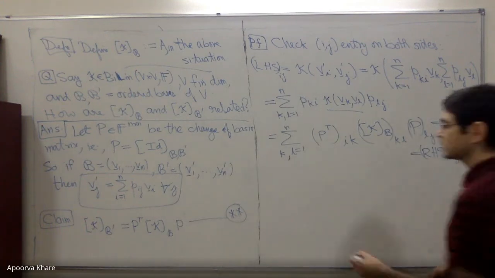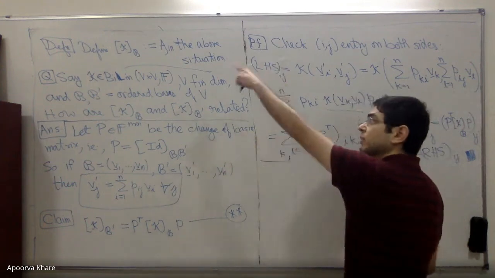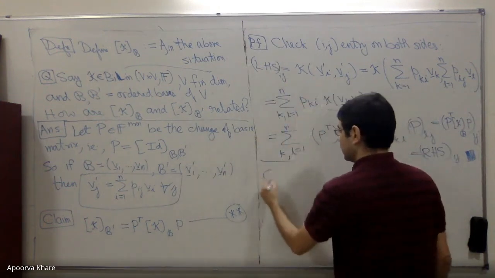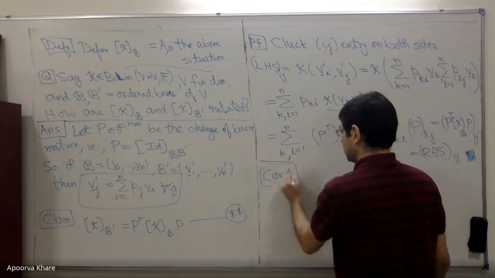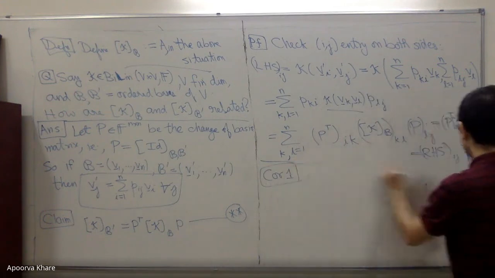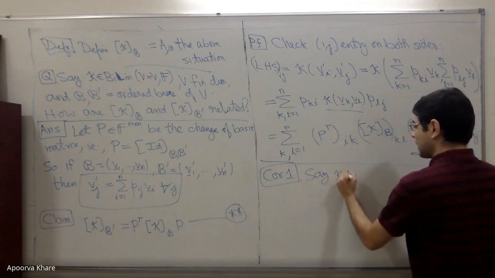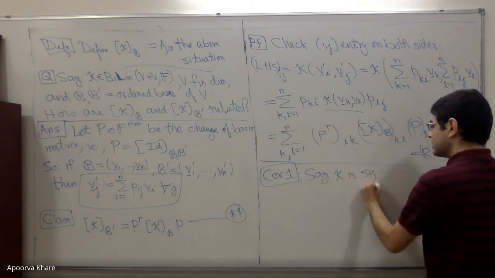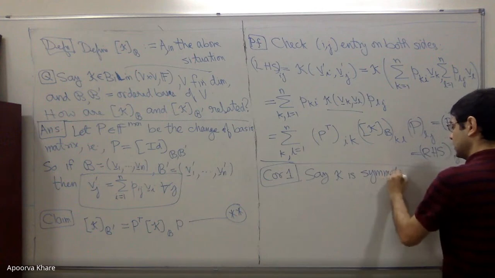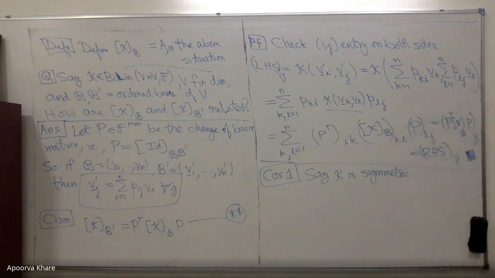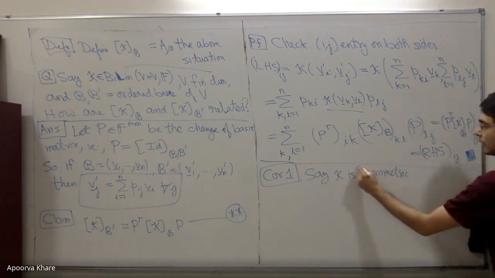Okay, so now here are some corollaries of this claim and of the previous lemma. Corollary 1: say kappa is symmetric. Okay, as a bilinear form, it is a symmetric bilinear form, obviously.